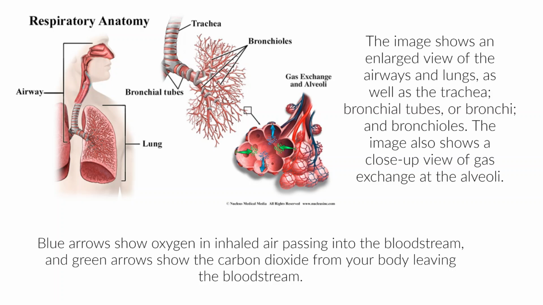The pulmonary artery and its branches deliver carbon dioxide rich blood to the capillaries that surround the alveoli. Carbon dioxide moves from the blood into the air inside the alveoli. At the same time, oxygen moves from the air into the blood in the capillaries. This is where the gas exchange takes place.